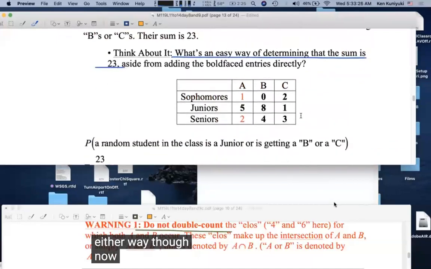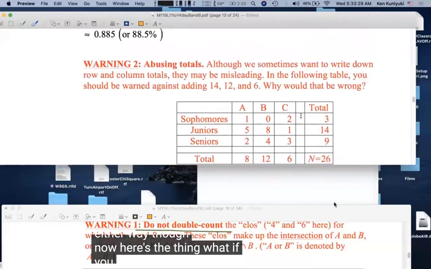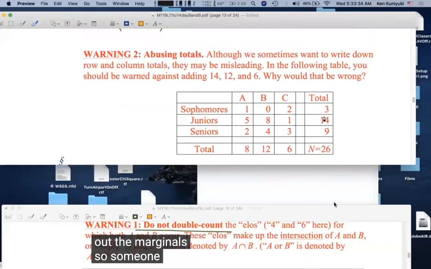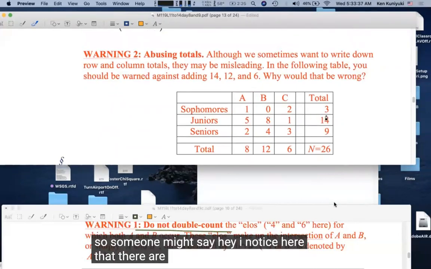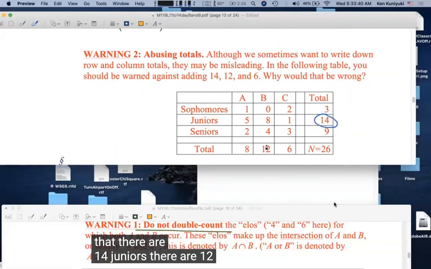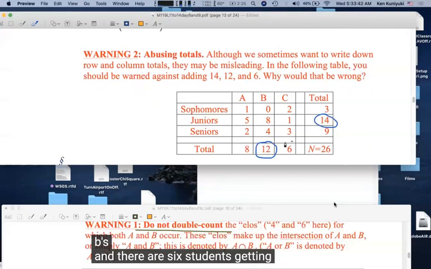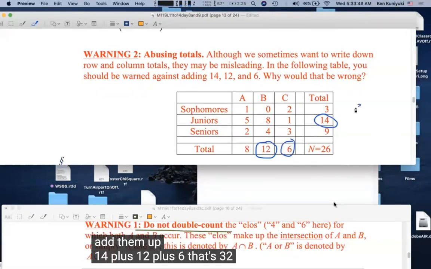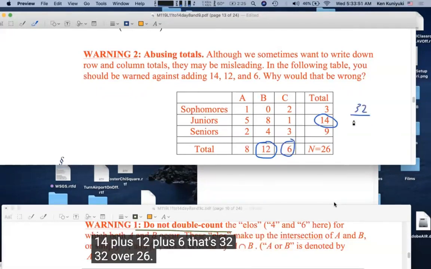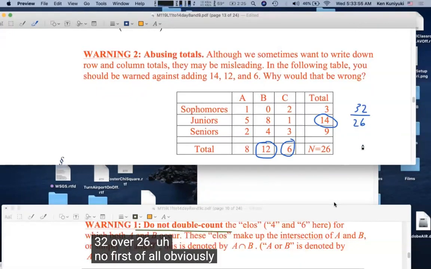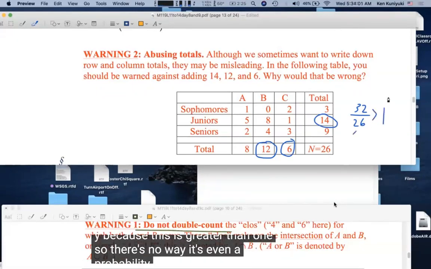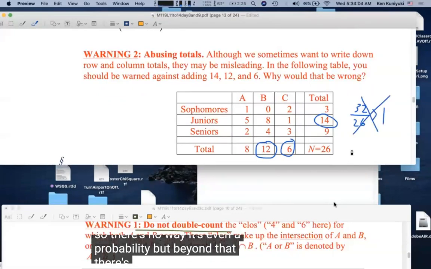Now, here's the thing. What if you had worked out the marginals? And very often in a problem, you would work out the marginals. So someone might say, hey, I notice here that there are 14 juniors, there are 12 students getting Bs, and there are 6 students getting Cs. Add them up, 14 plus 12 plus 6, that's 32. 32 over 26. No. First of all, obviously wrong. Why? Because this is greater than 1, so there's no way it's even a probability. But beyond that, there's a problem here.